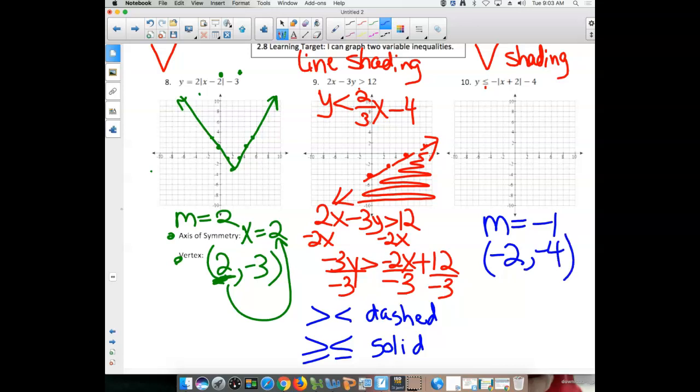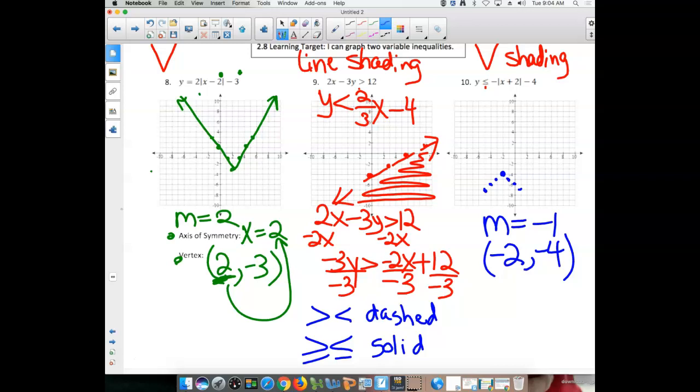Okay. So the first thing I'm going to do is mark my vertex. So I'm going to go left 2, down 4. And then the slope is telling me to go down 1, right 1, down 1, right 1, down 1, right 1. And then remember, we need to have the other side. So the negative in front is causing our V to be upside down because it's an x-axis reflection. And so that's why our V is upside down compared to number 8.